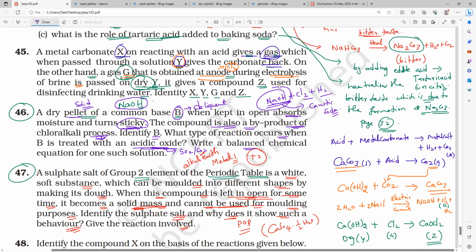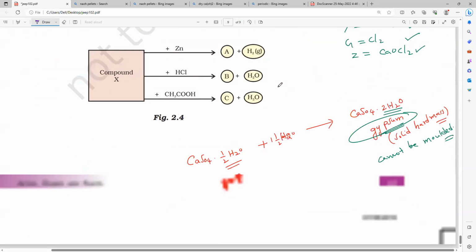Any one example, either SO2 or CO2. Mr. Omar, what have you written? Omar, are you there? I'm calling you. Not there because he is sleeping. Okay, let him enjoy.